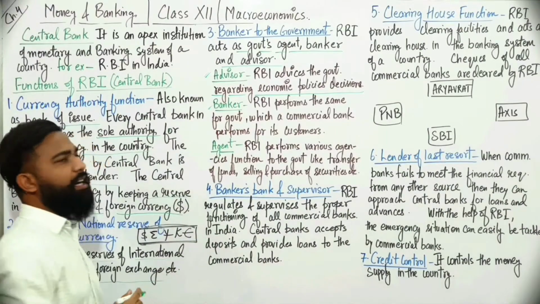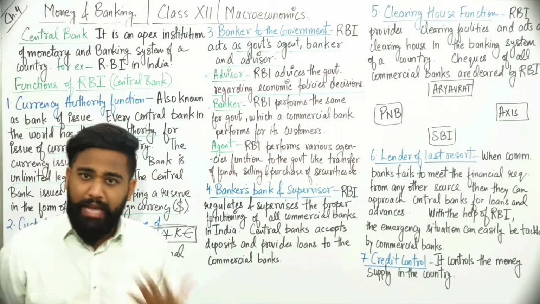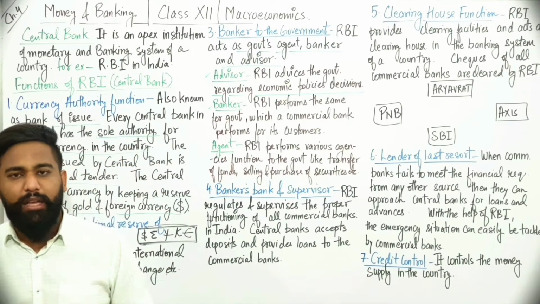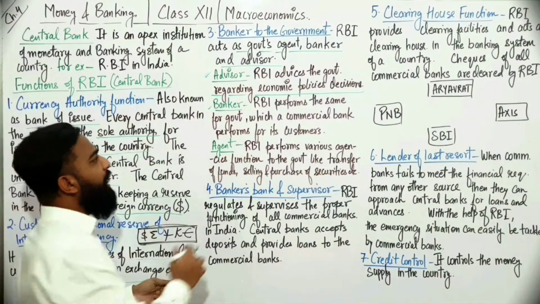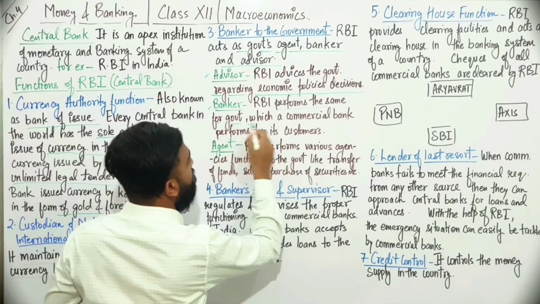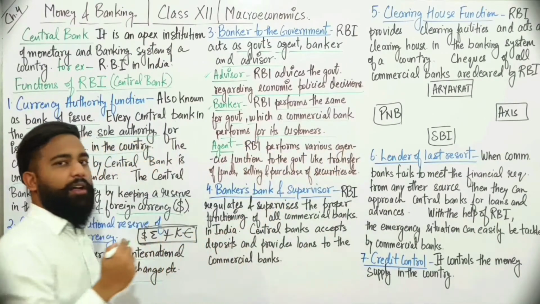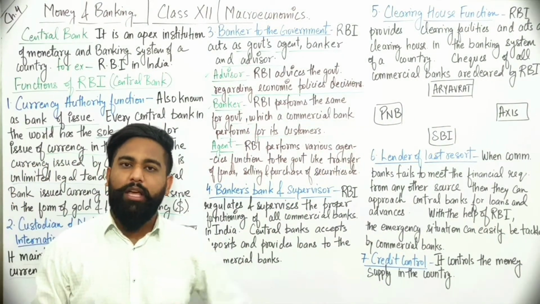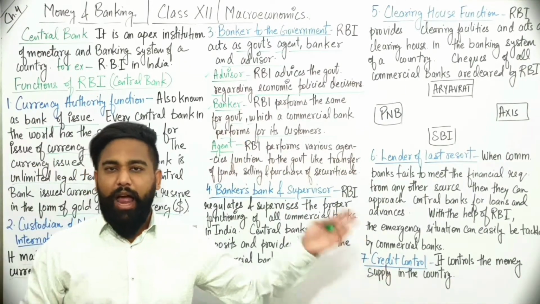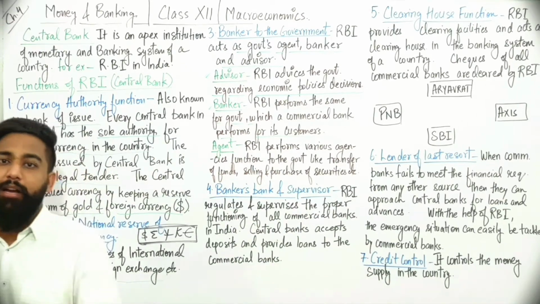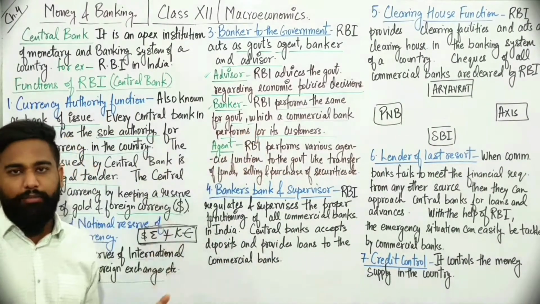Second one, as a banker. Just like a commercial bank helps people in depositing their money and granting them loans, the RBI performs the same for the government, which a commercial bank performs for its customers. For example, depositing their money. The government deposits its money in the RBI and the RBI grants the government loans. So that is the banker function to the government.